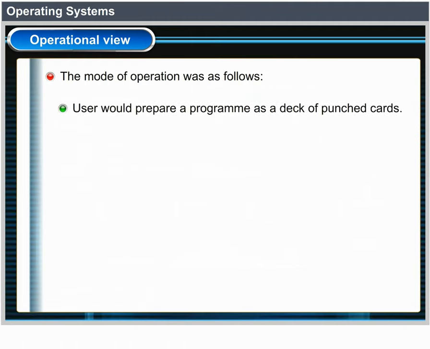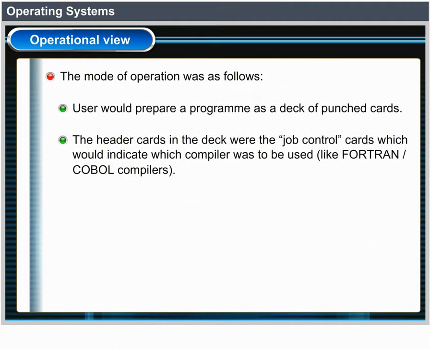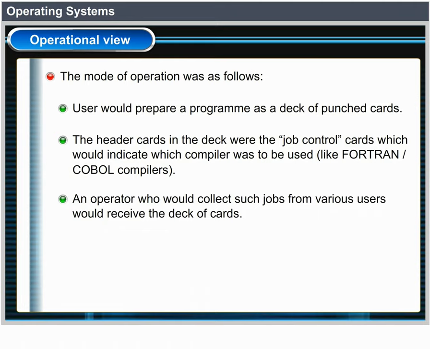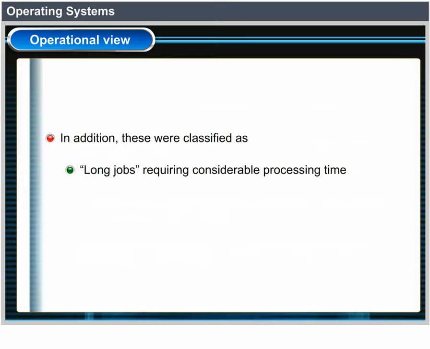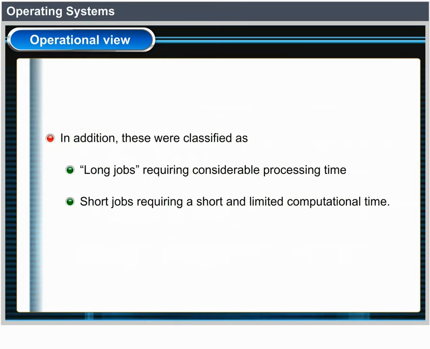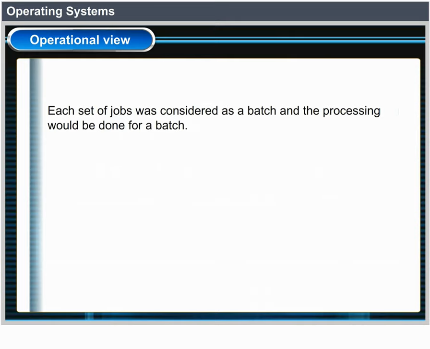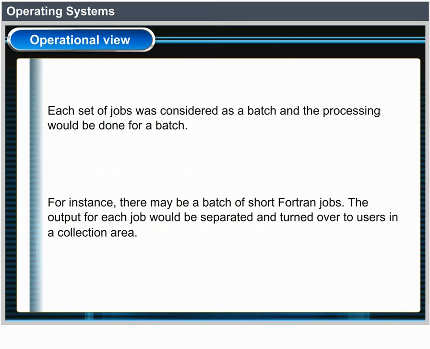User would prepare a program as a deck of punched cards. The header cards in the deck were the job control cards which would indicate which compiler was to be used, like Fortran, COBOL compilers. The deck of cards would be handed in to an operator who would collect such jobs from various users. The operators would invariably group the submitted jobs as Fortran jobs, COBOL jobs, etc. In addition, these were classified as long jobs that required considerable processing time or short jobs which required a short and limited computational time. Each set of jobs was considered as a batch and the processing would be done for a batch. Like for instance, there may be a batch of short Fortran jobs. The output for each job would be separated and turned over to users in a collection area.